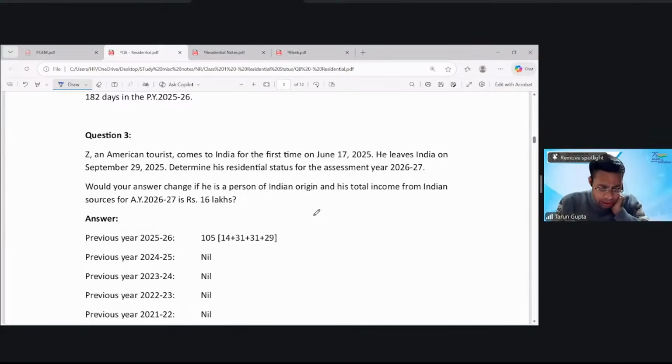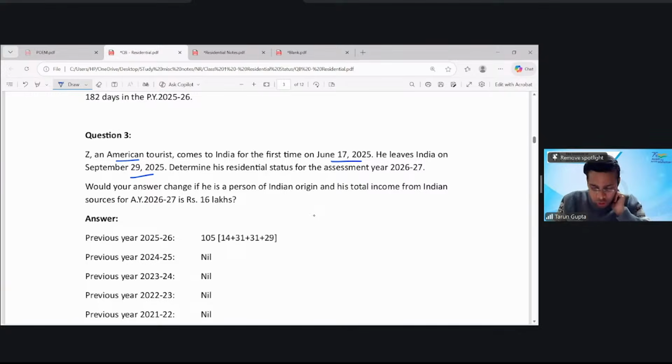Question 3. Jed, an American tourist, comes to India for the first time on 17 June 2025. So Jed is an American, he is not an Indian. He leaves India on 29 September 2025. Determine his residential status for the assessment year 26-27. Very simple. Whether he stays in India for 182 days or more.